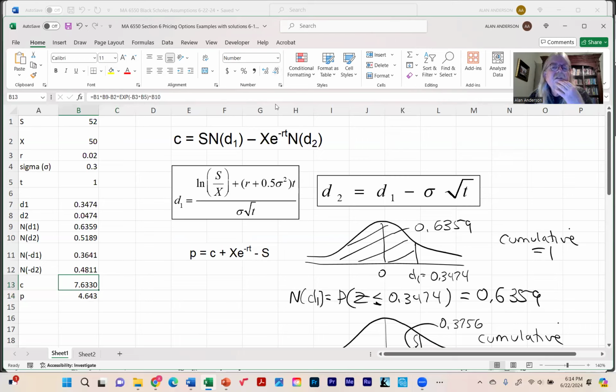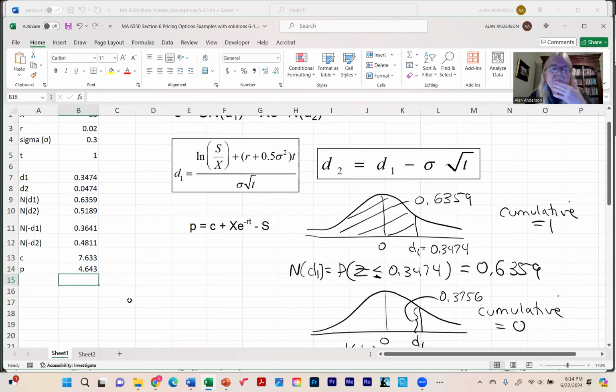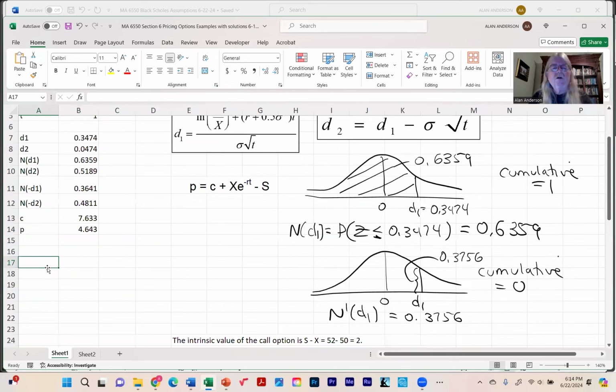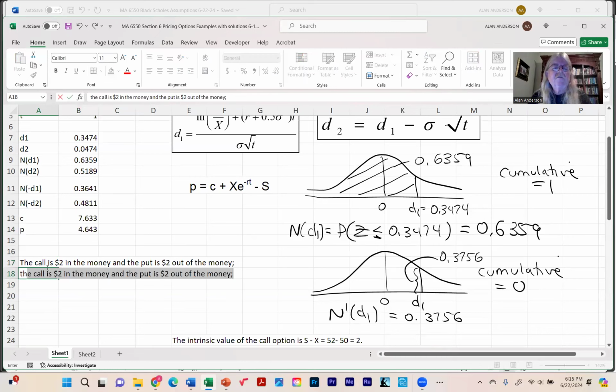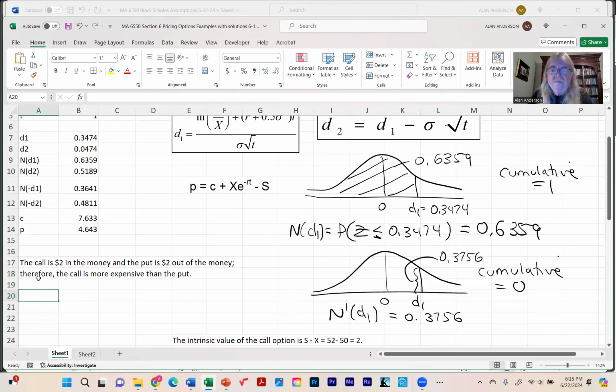So the call and the put price are very rarely equal to each other. Since this option is $2 in the money, the call is $2 in the money. The put is $2 out of the money. That's why the call is more expensive than the put. Okay. So the call is $2 in the money and the put is $2 out of the money. Therefore, the call is more expensive than the put.